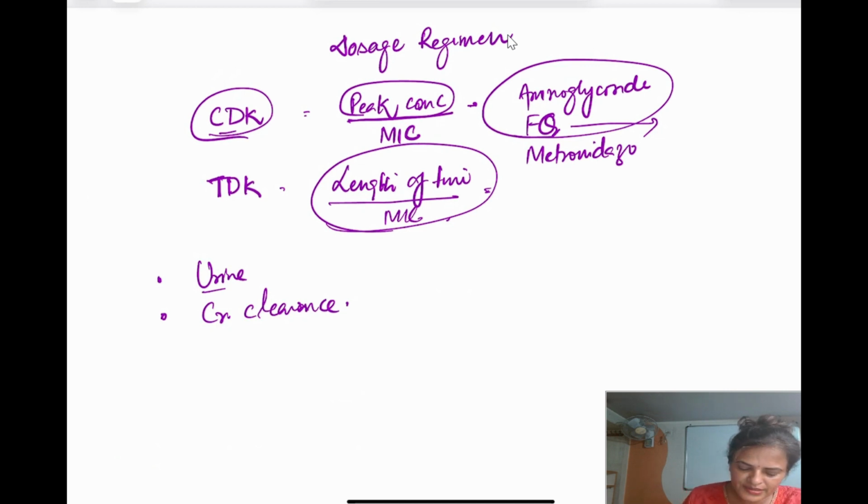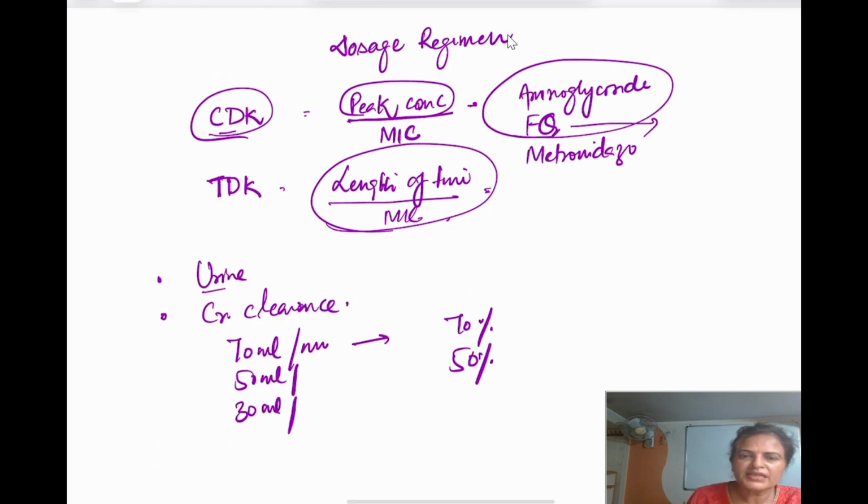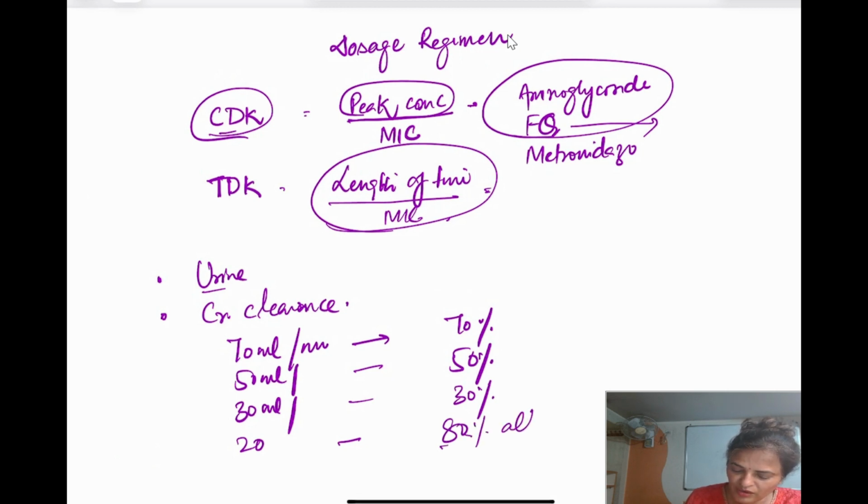If the patient's creatinine clearance is 70 ml per minute, then we have to give 70% of the dose. If it is 50 ml per minute, then 50% of the dose. If 30 ml per minute, then 30%. If it is 20 ml, then we give the 80% dose, but on alternate days. So this is how we modify the dose depending on the creatinine clearance. So these are the important pharmacokinetic features.